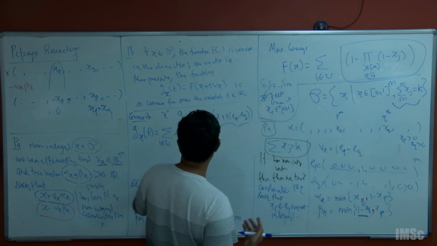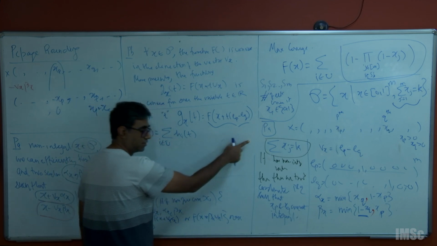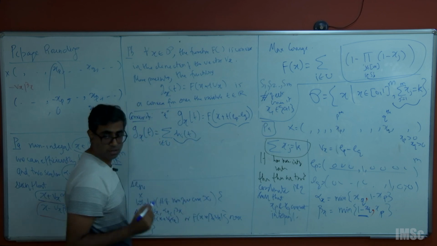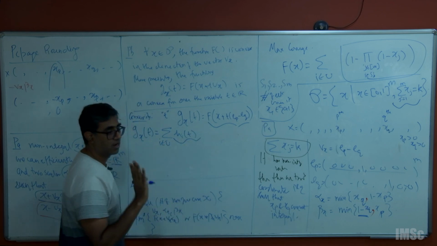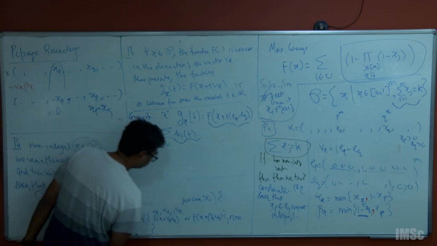Now because if each of these I can show is a convex function, then their sum is a convex function. So I want to show that each hi of t is a convex function. Okay. Now let's look at an hi of t. There are three kinds of them. What are the three kinds of hi of t we have?